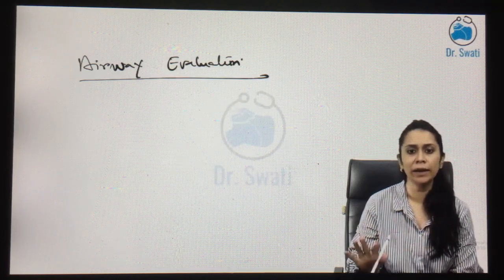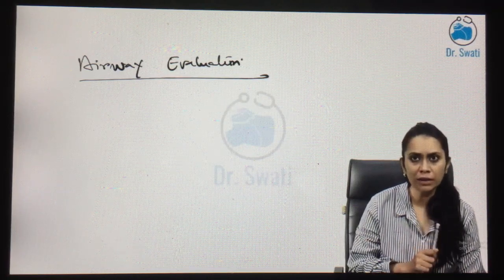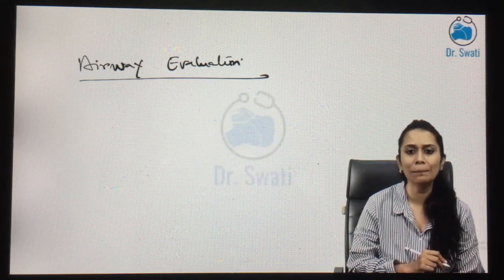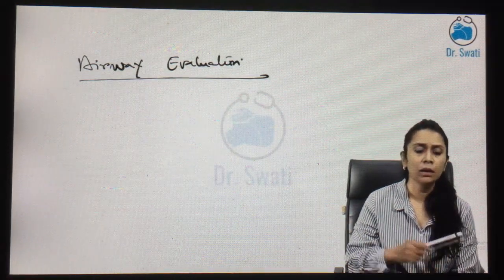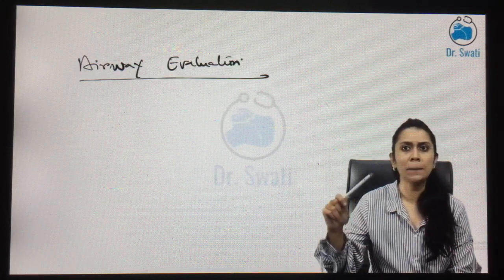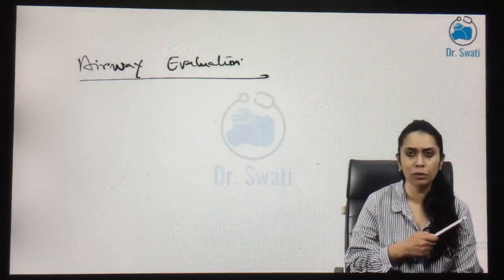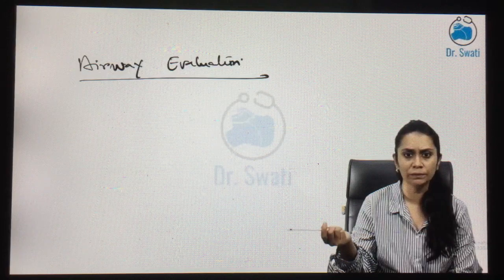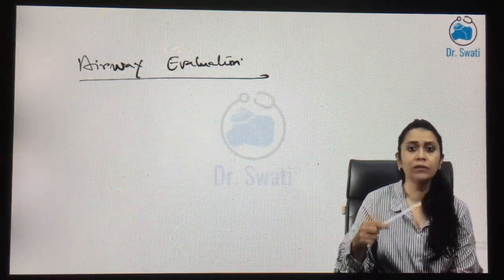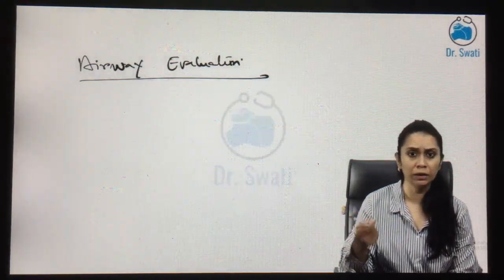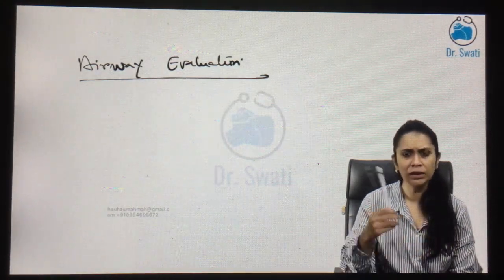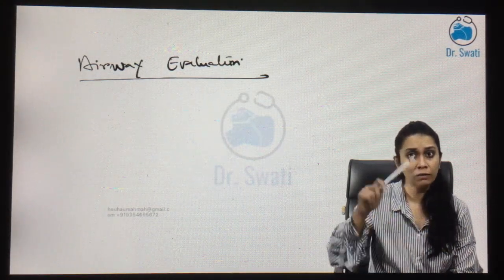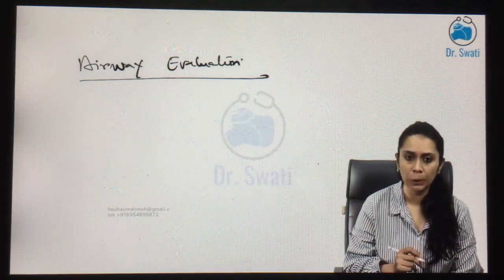So we evaluate the airway, and along with this we do one grading that's called Mallampati grading. Last All India they asked a question: what is the role of Mallampati grading in airway evaluation, pre-anesthetic evaluation? It assesses the difficulty in intubation. Now we have to understand what difficulty is assessed by Mallampati grading. So let us discuss airway evaluation with focus on Mallampati grading.